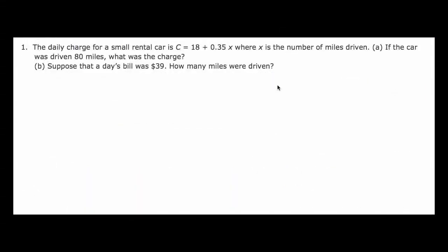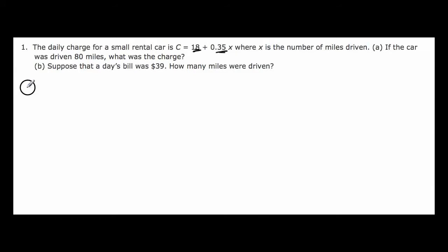The daily charge for a small rental car is C equals 18 plus 0.35x, where x is the number of miles driven. So A, if the car was driven 80 miles, what was the charge? So we have experience with this. We know that's our constant, so we have to pay $18 right from the start, and then we also have to pay for driving the vehicle.